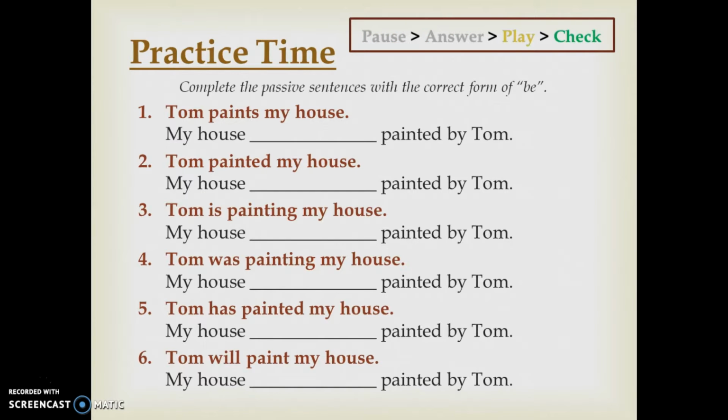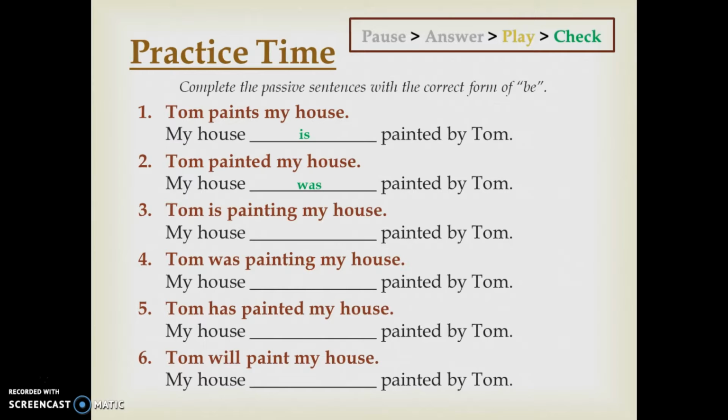All right, welcome back. It's time to check your answers. Let's look at number 1 first. Tom paints my house changes to my house is painted by Tom. Number 2, Tom painted my house now becomes my house was painted by Tom.